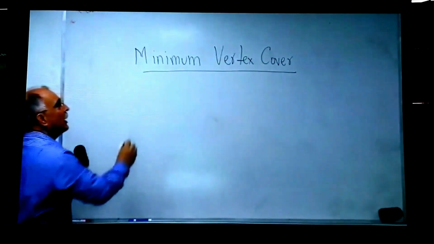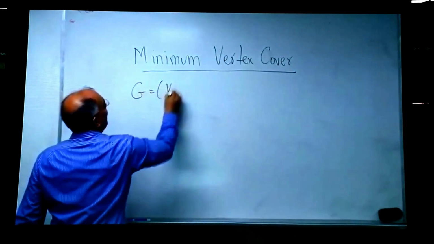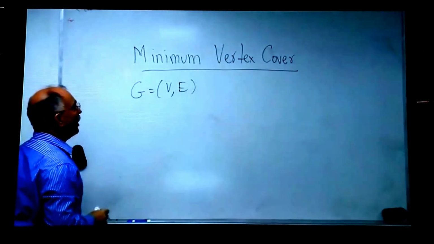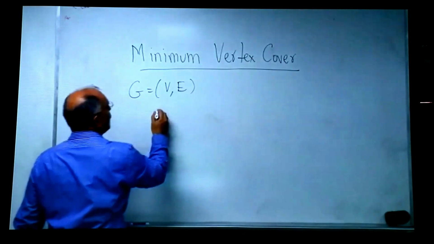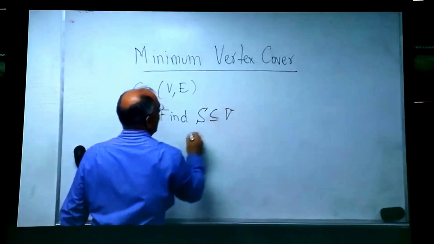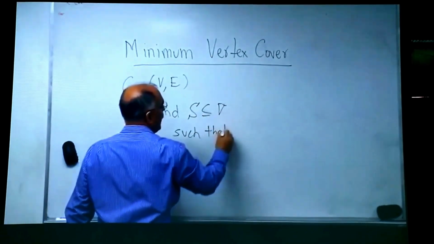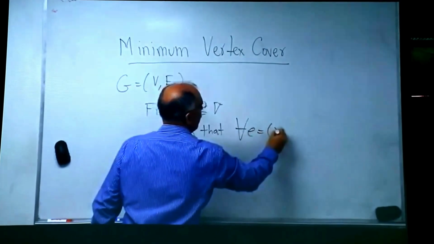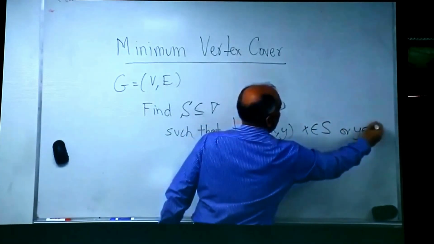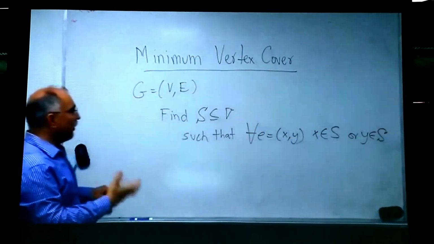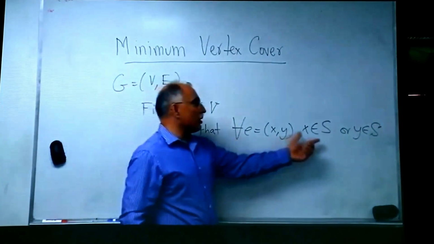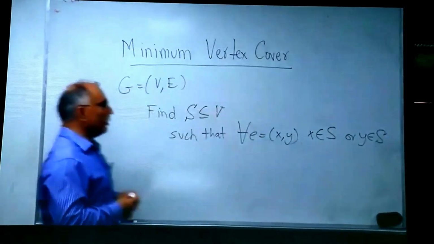The minimum vertex cover problem says that I'm given a graph G with a vertex set and an edge set. In the simplest form, let's assume it's an unweighted, undirected graph G, and the goal is to find a subset S of vertices such that for all edges of the form x comma y, we have the property that x belongs to S or y belongs to S. Okay. So in other words, we want to find a subset S of vertices in the set V such that for every possible edge in the graph, at least one of the two endpoints belongs to set S.